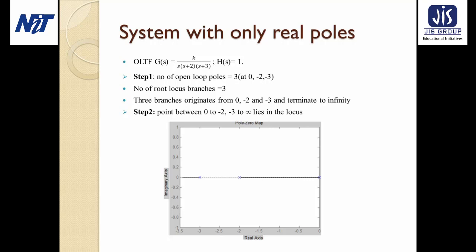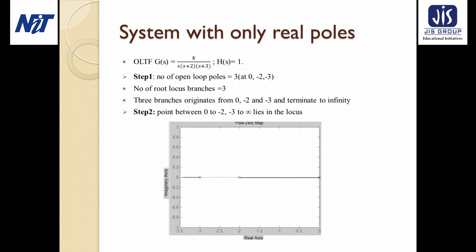Let us consider a system which has only real poles and no zeros. The open loop transfer function of the system is given as G(s) = K / (s(s+2)(s+3)). Here, unity feedback is used, so H(s) is given as 1.